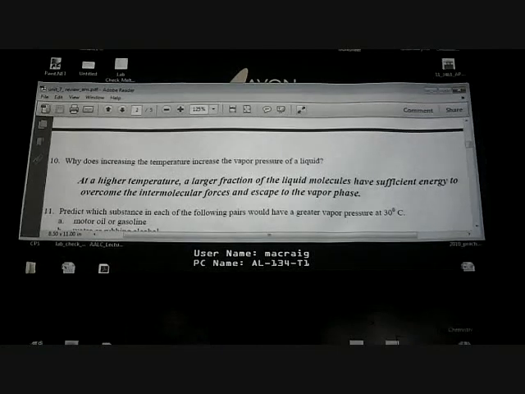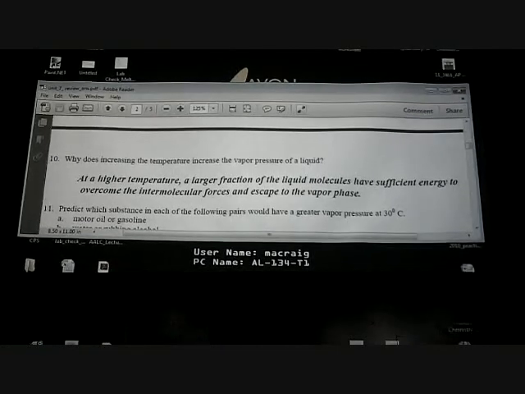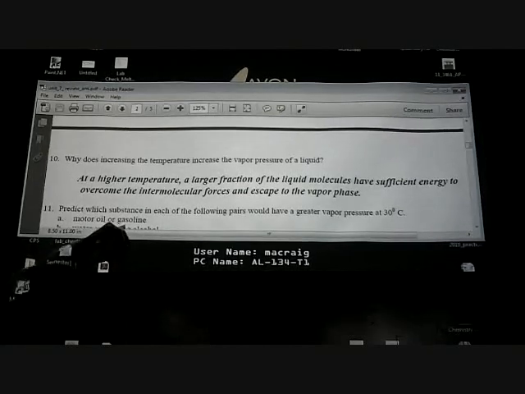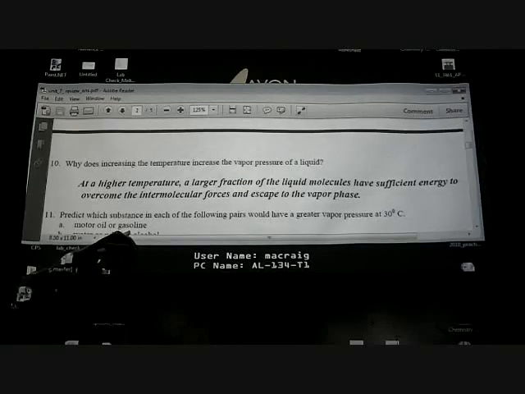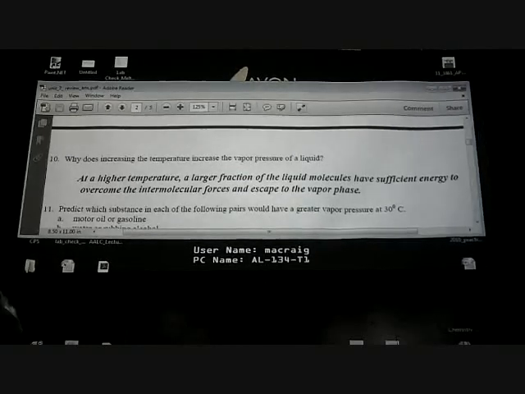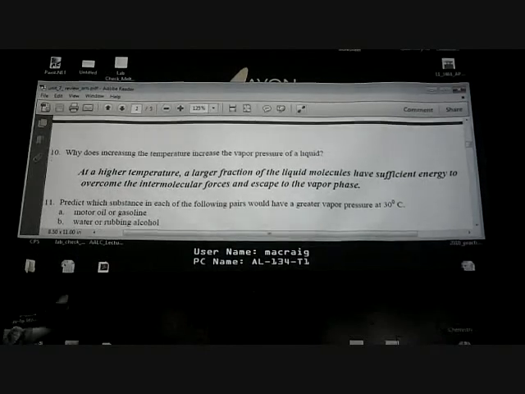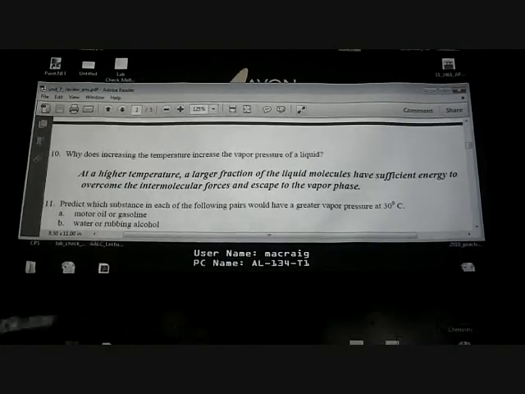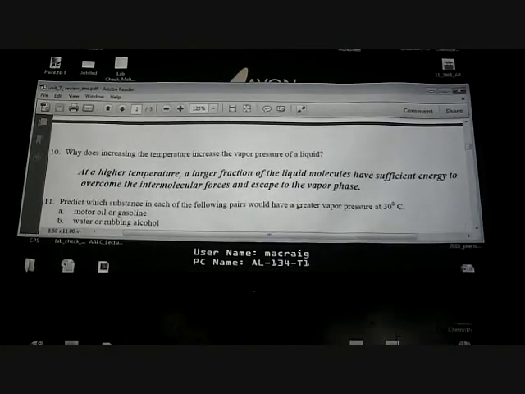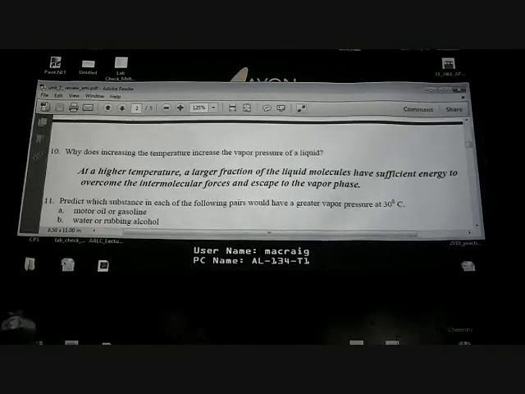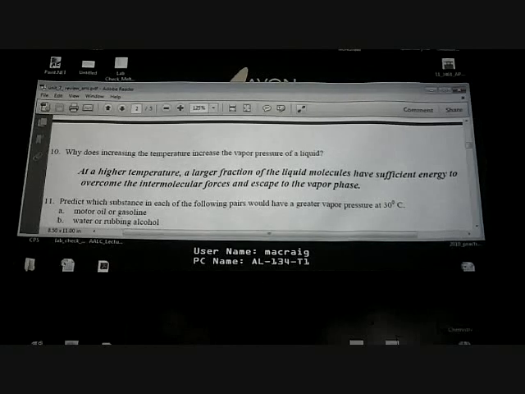Predict which substance in each of the following pairs would have a greater vapor pressure: motor oil or gasoline. And again, I'm hoping that you have some life experiences here. Gasoline, good. In other words, which one would you smell first? So gasoline, water or rubbing alcohol? Rubbing alcohol. So it's which one you smell first? It could be, because that way it has a higher vapor pressure because it's evaporating more quickly.